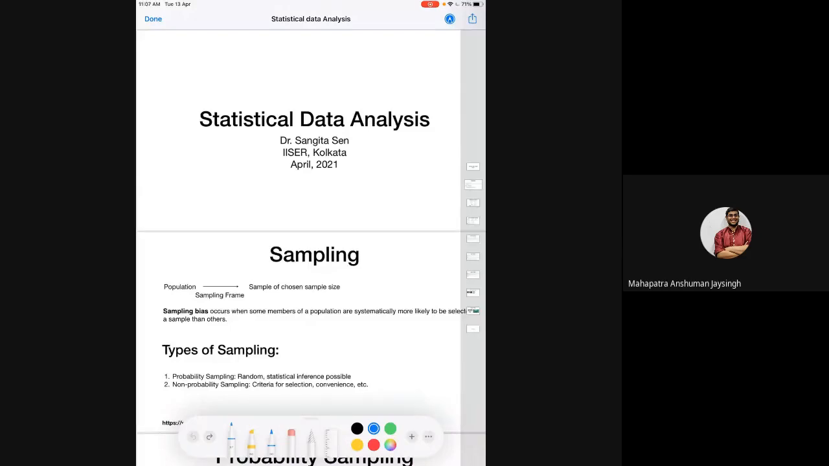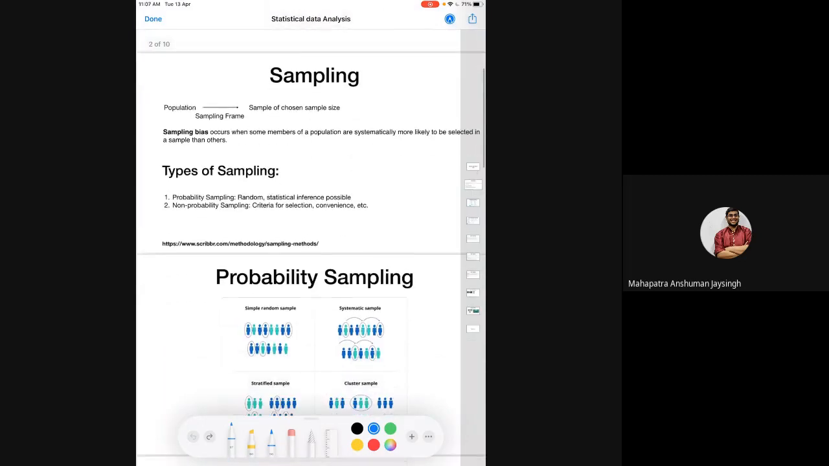Okay, so today we will start with statistical data analysis. And with any kind of data analysis, of course, you start with collecting your data. And the first important thing there is sampling, that you have to choose what data you want to collect.